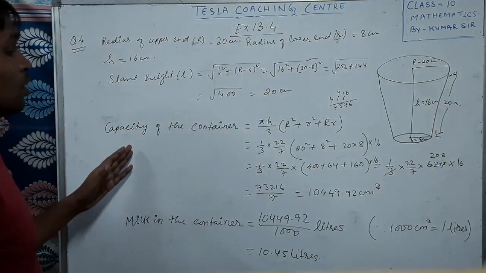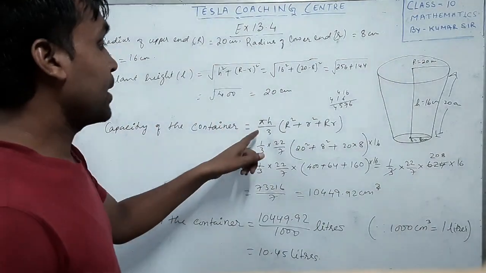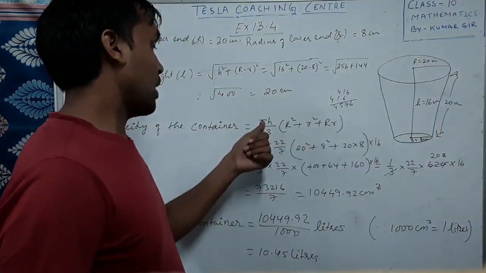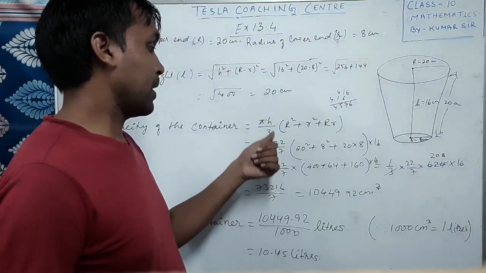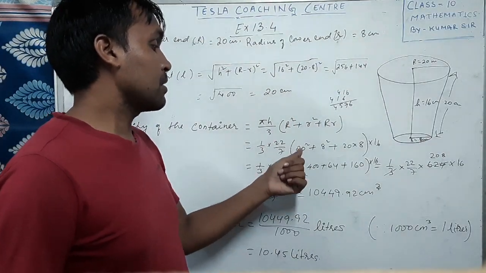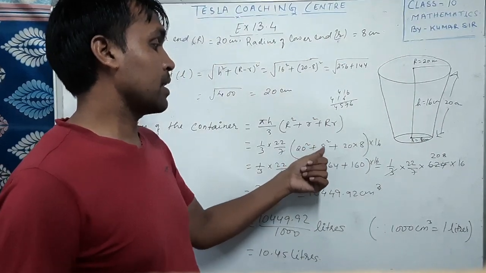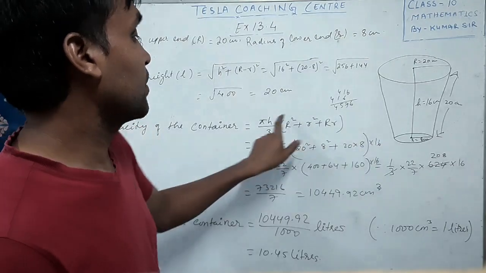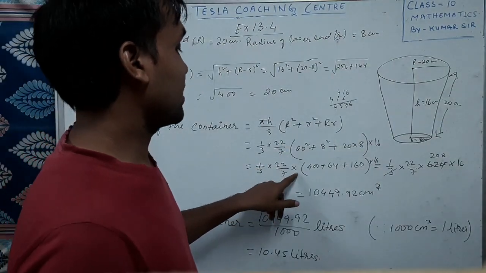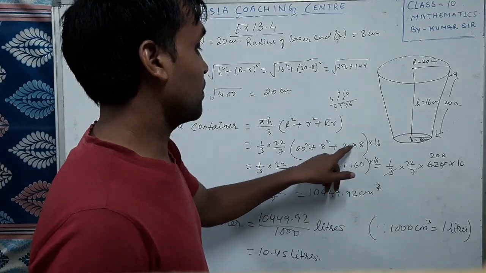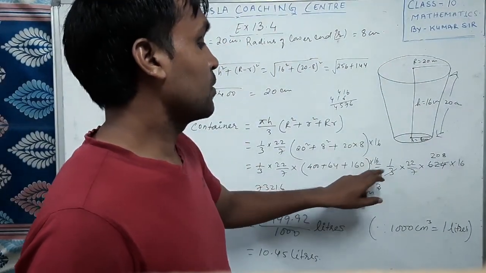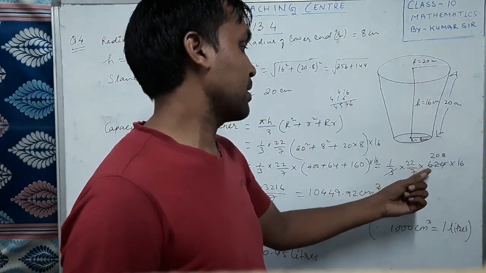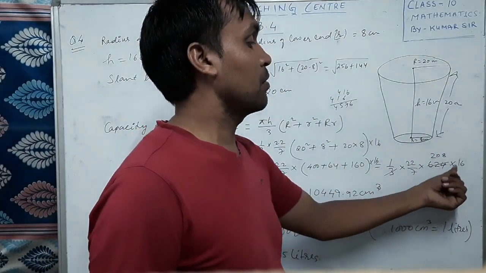So we got the slant height as 20 centimeter. Now the capacity of the container is 1 by 3 pi h (R square plus r square plus Rr). That is the formula. Pi value is 22 by 7. R is 20, so 20 square plus 8 square plus 20 into 8, into 16. Here 16 is nothing but the height. So 1 by 3 into 22 by 7 into (400 plus 64 plus 160) into 16, which is 624 into 16.